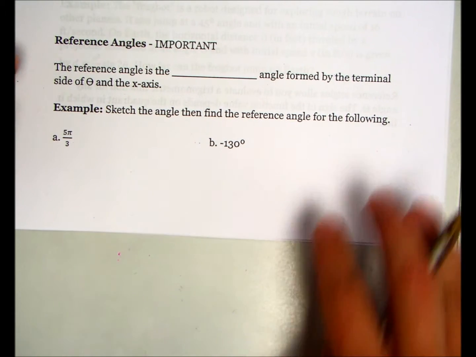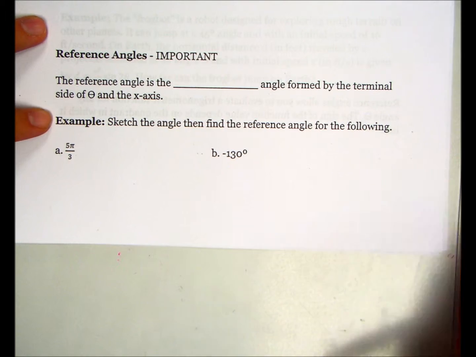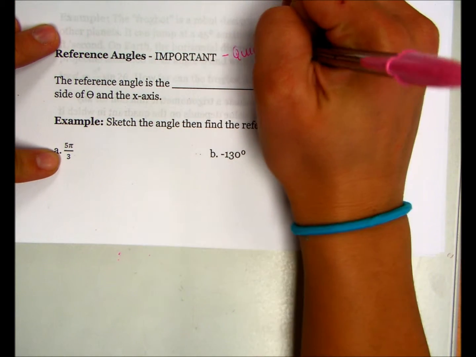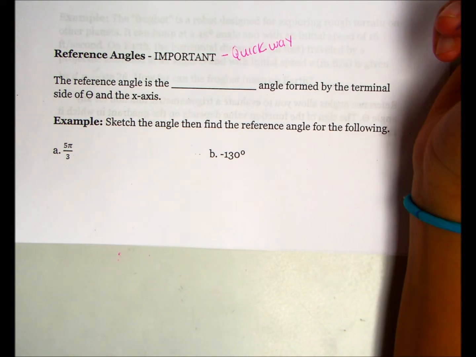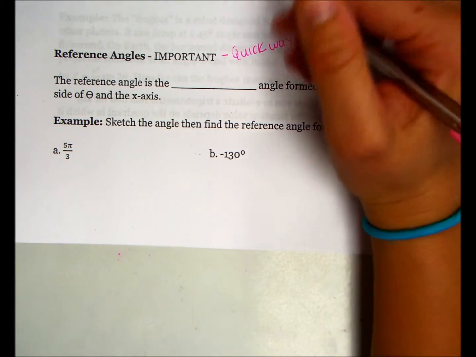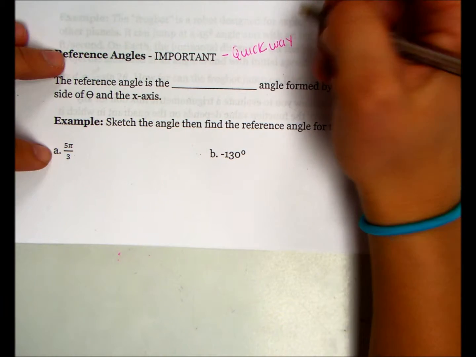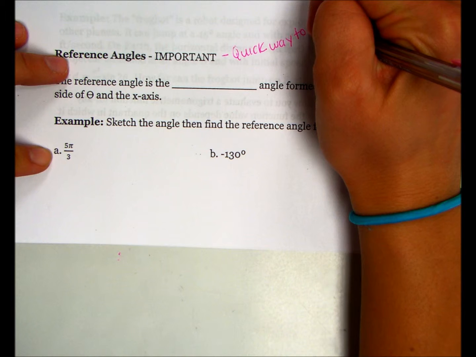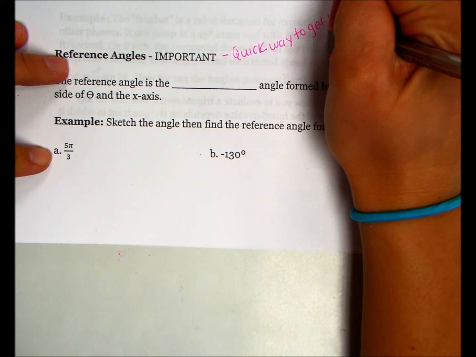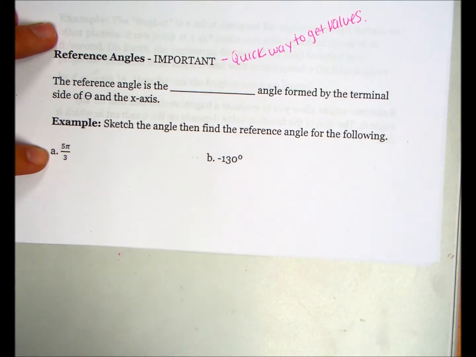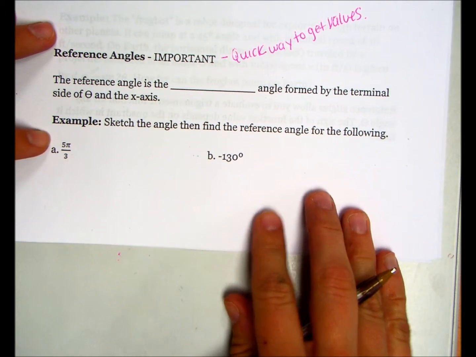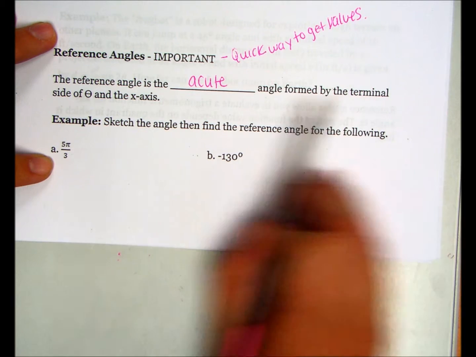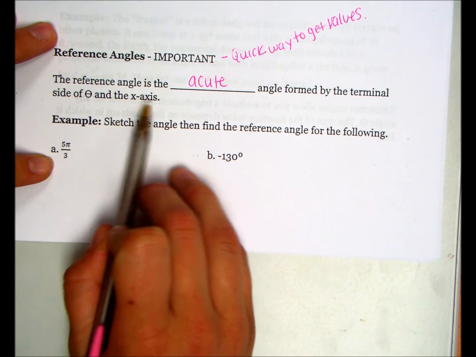Today we are going to talk about reference angles. Reference angles are just a quick way for us to find values of, like, sine of negative 135 or whatever value you are looking for. So it's a quick way for us to get values. The reference angle is an acute angle formed by the terminal side of theta and the x-axis.